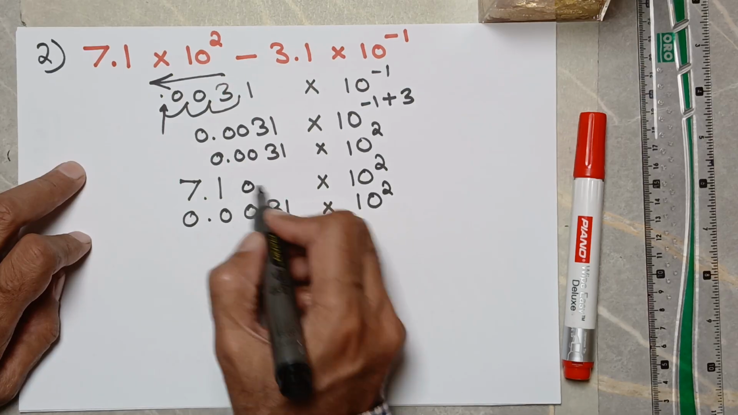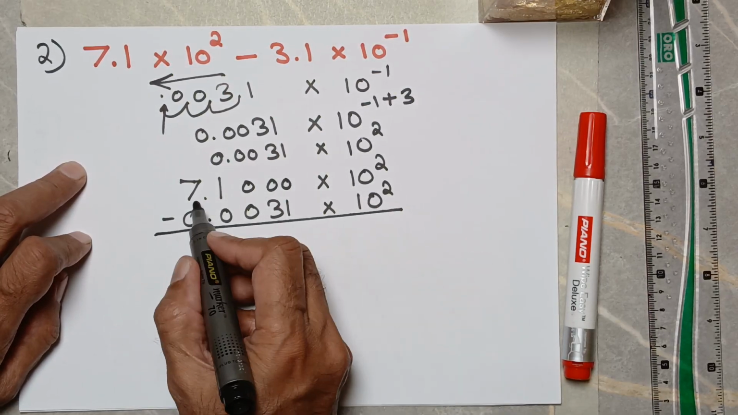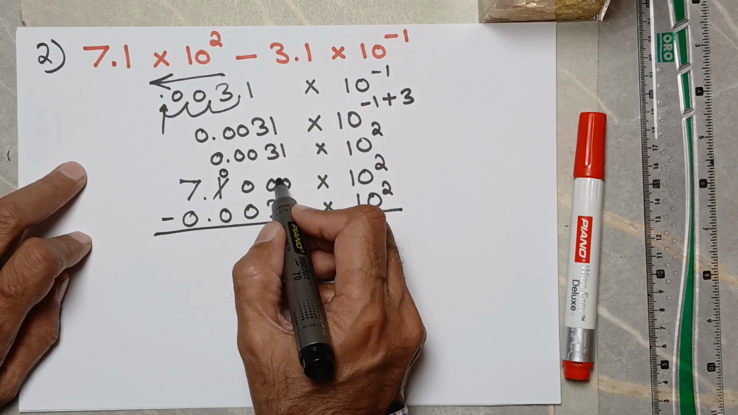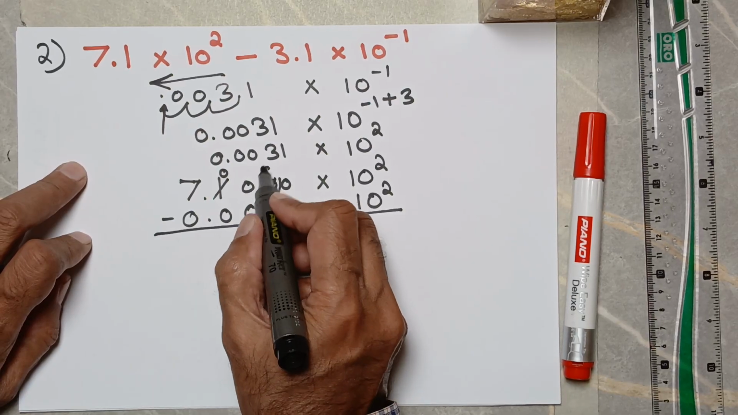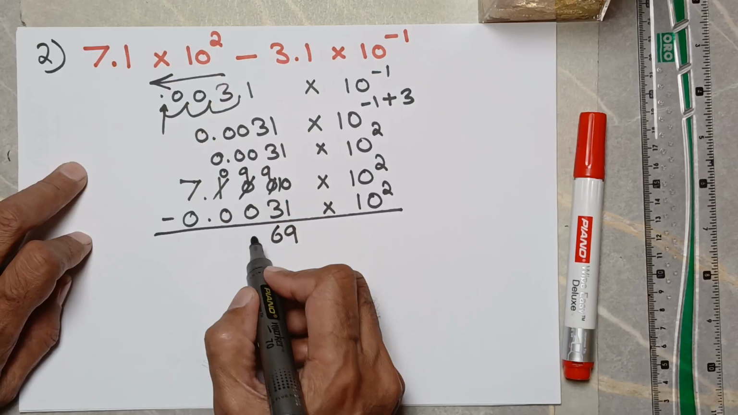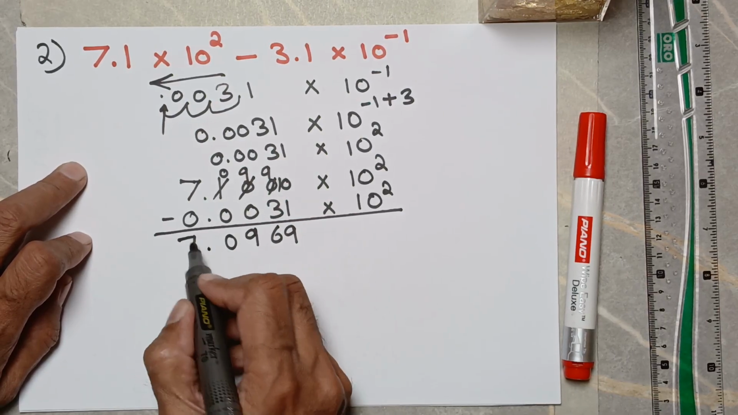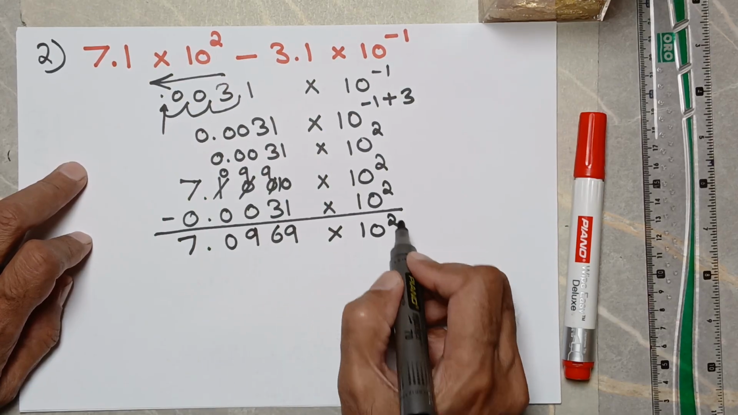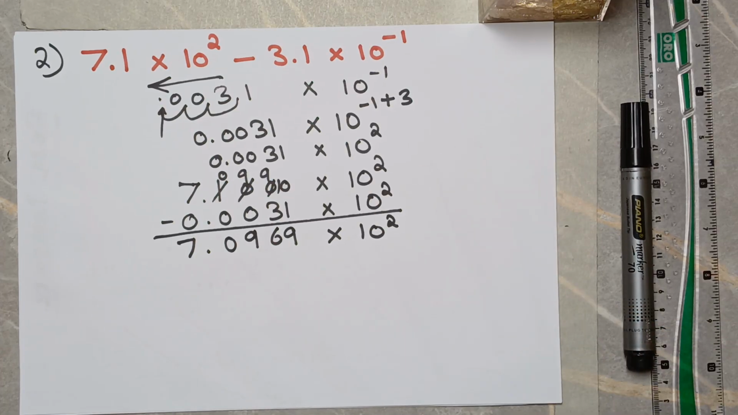We will simply put the zeros over here for our simple subtraction. Here we have 1 and it will be converted to 0 over here. Here it will become 10. 10 minus 1 is 9. Here it is 9. 9 minus 3 is 6. And here it is also 9. Here it is 9. Here it is 0. And finally it will be 7.0969 times 10 raised to the power 2. This is our final answer.